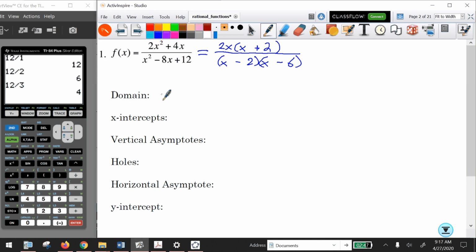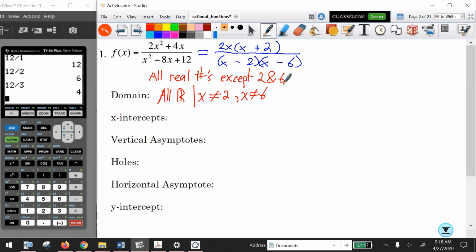So we're going to say the domain is all real numbers such that x is not allowed to equal 2 and x is not allowed to equal 6. Or you could just literally write that out. You could say all real numbers with the exception of 2 and 6.